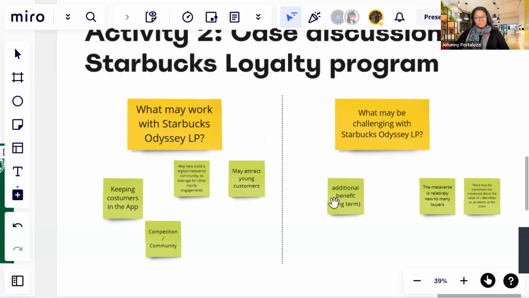Mhm. Perfect. What's challenging? Challenging for me is, I'm thinking if there is actually an additional benefit for the customer in the long term. I mean, you can get those specific stamps, but I don't know if there is an additional benefit and if you would use it in the long term. For now, it might be fun, but if it's really a long-term strategy, I'm not seeing this for now.